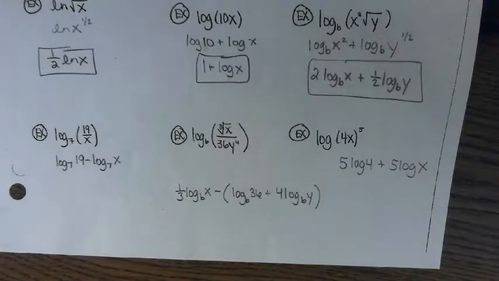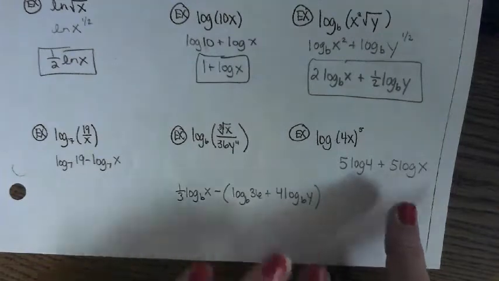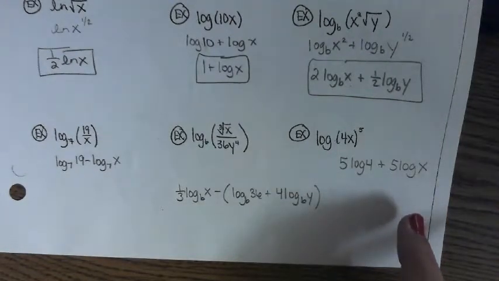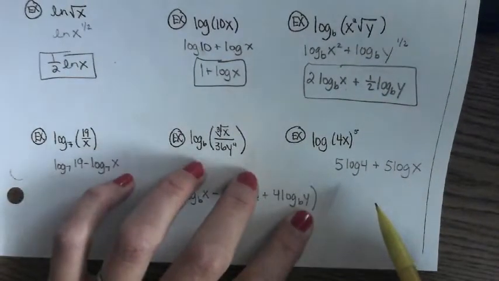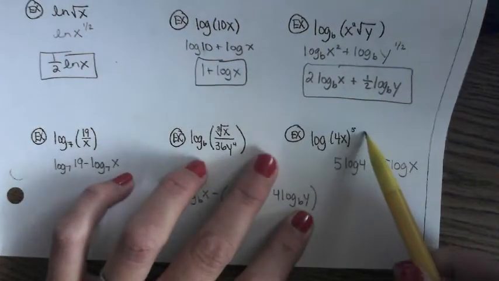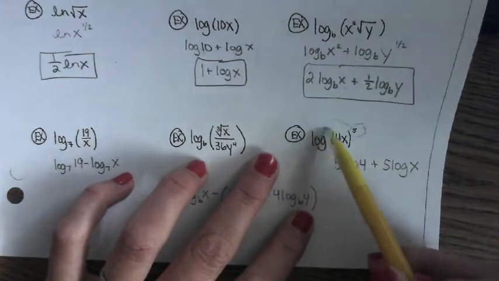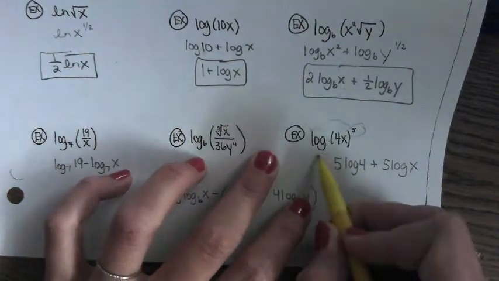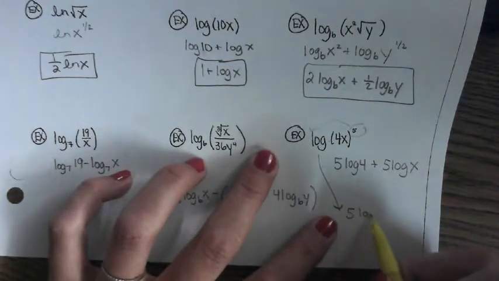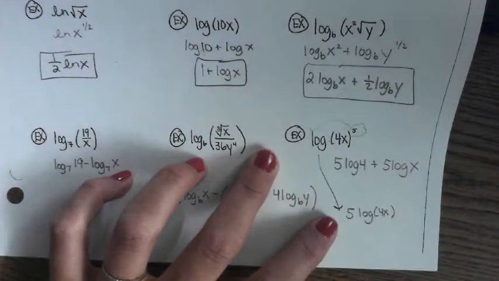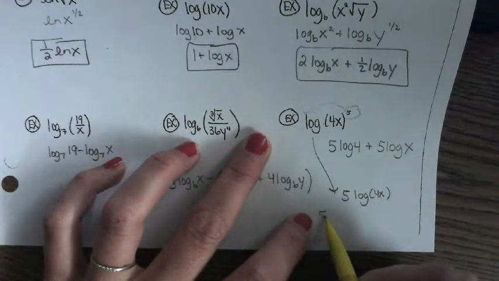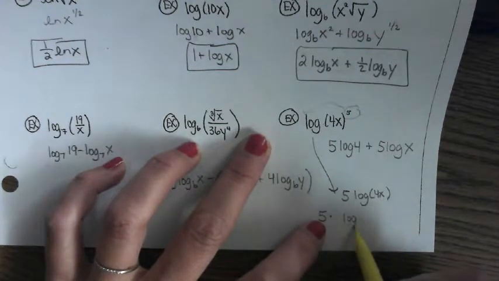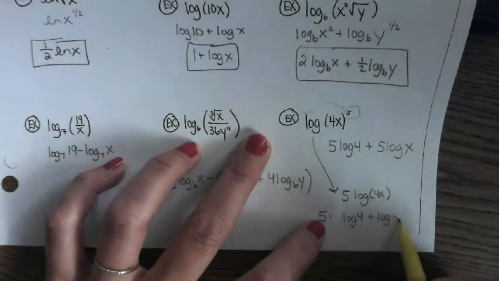Any questions, comments on any of those? Josh. Okay, so you should bring your 5 out in front first because that whole thing's in parentheses. So at first, I'll go down here, would be 5 times the log of 4x. And then what'd you do? Just like that.